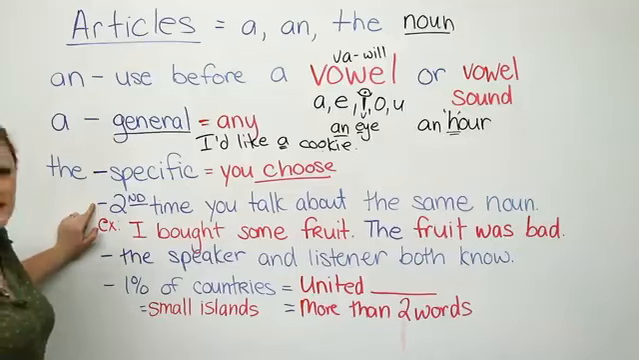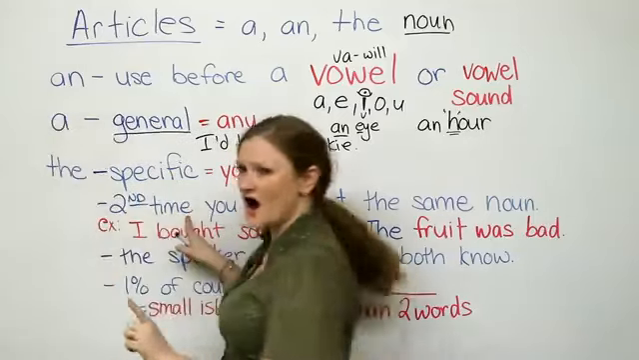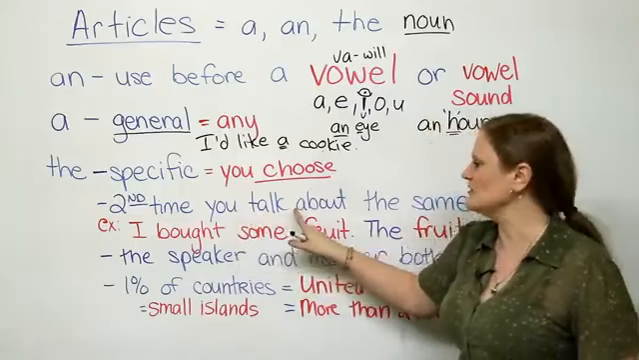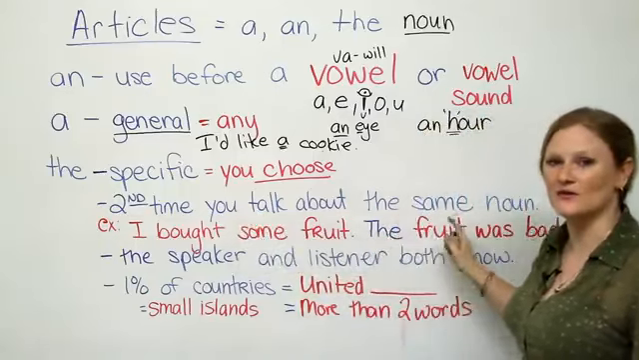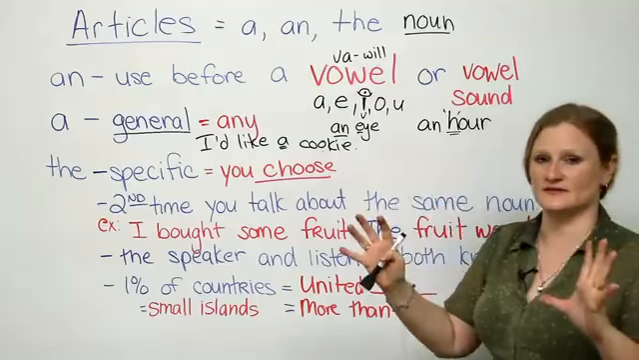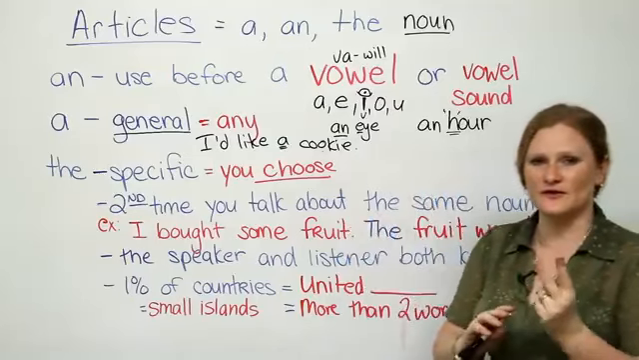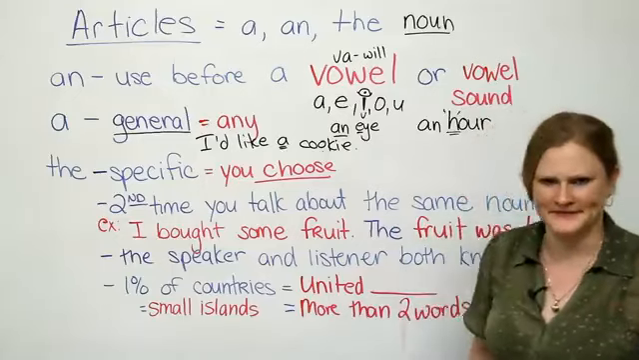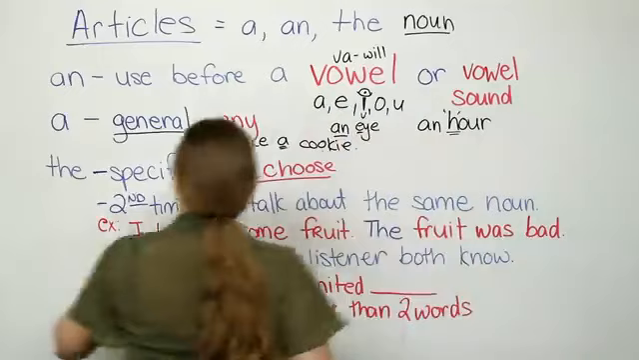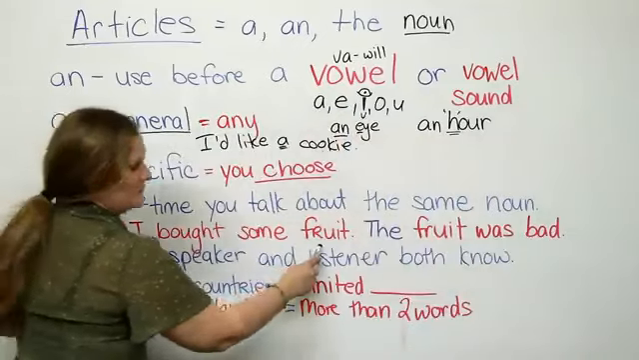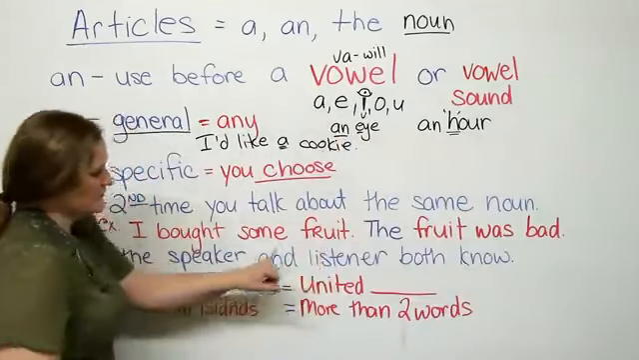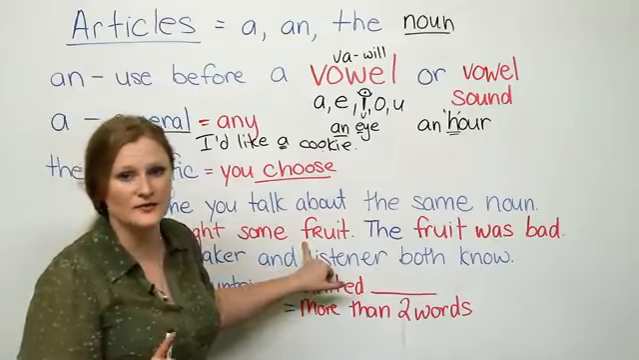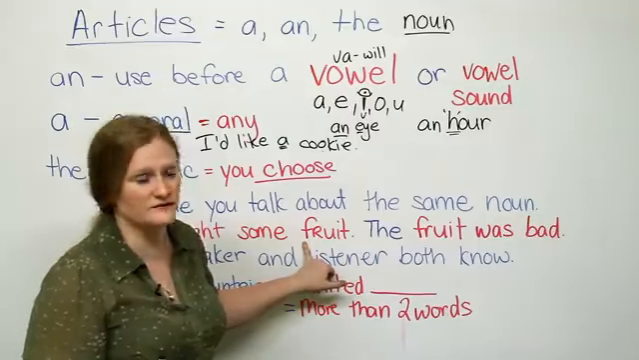Another very confusing thing about the is the second time you talk about the same noun in a phrase, you have to put the second noun with the. For example, this is a little more difficult. I bought some fruit. Okay? Fruit is an uncountable noun. If the noun is uncountable, we do not use an article.